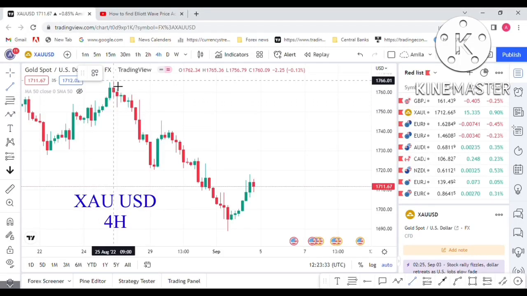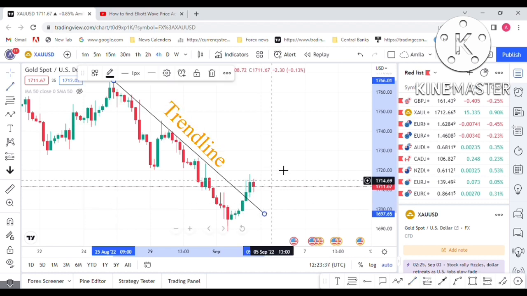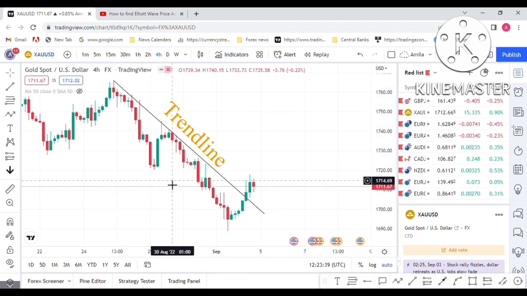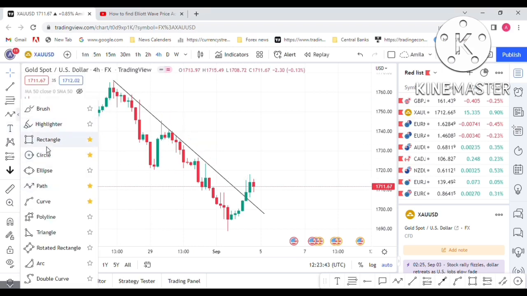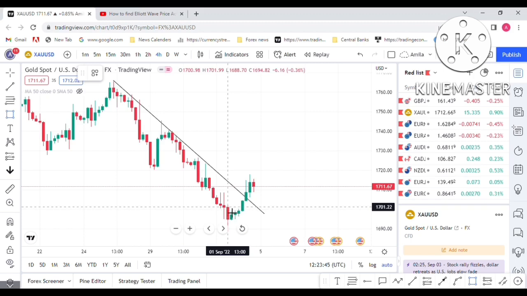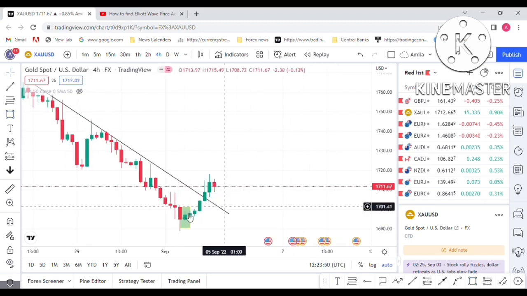Today I am going to analyze XAU USD gold. This is our chart. You can see the trend line breakout below, and again you can see the below dominant break buy.